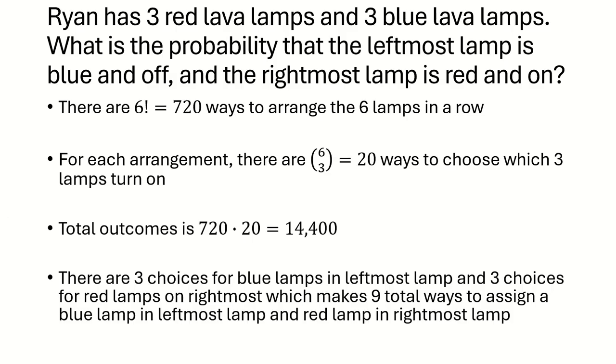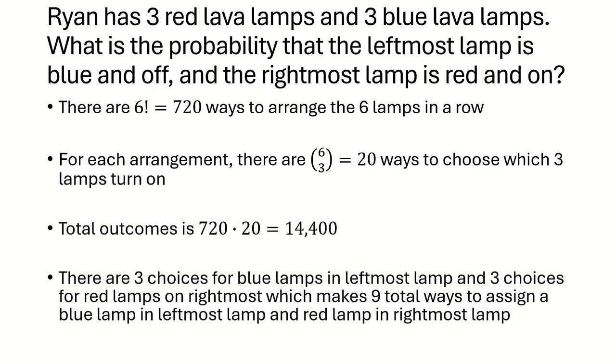So think of this as our denominator. These are all the possible outcomes. So now we want to figure out the numerator basically. So the leftmost is blue and off, and the rightmost is red and on.